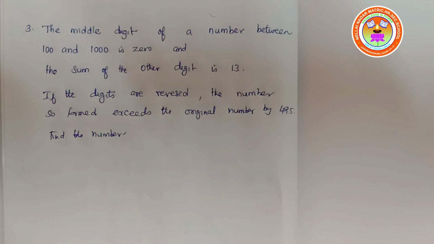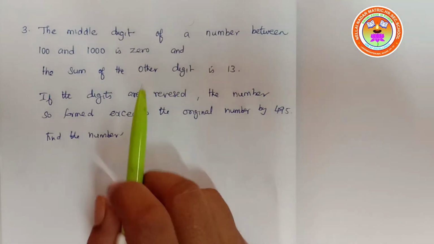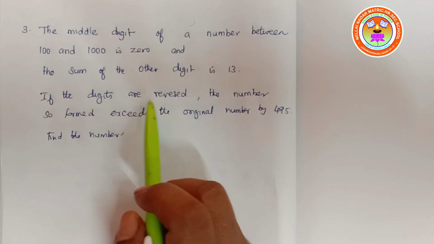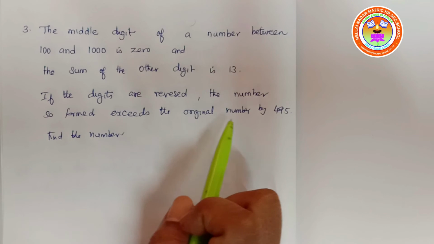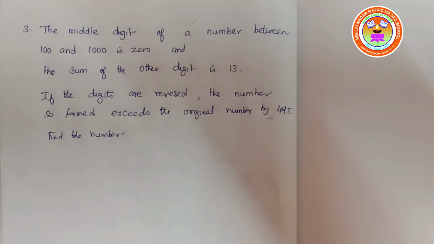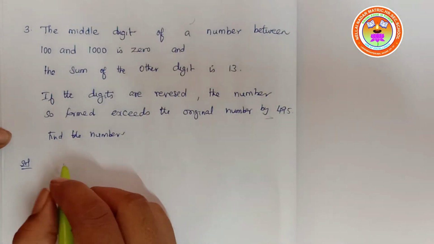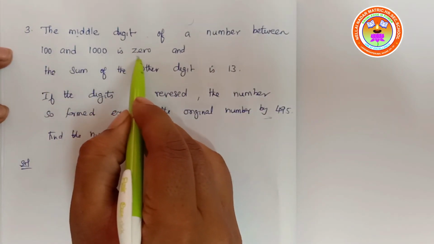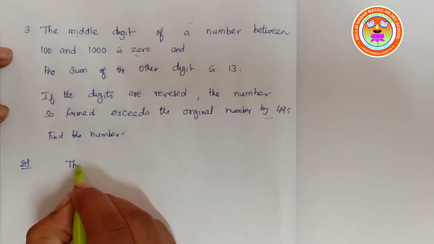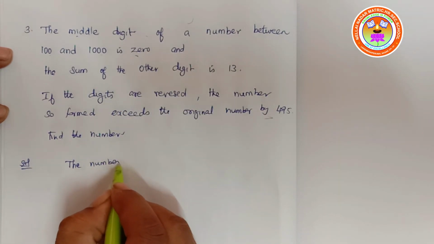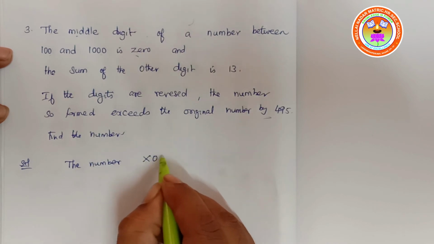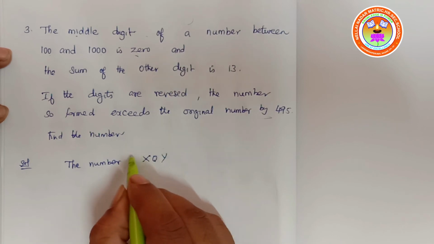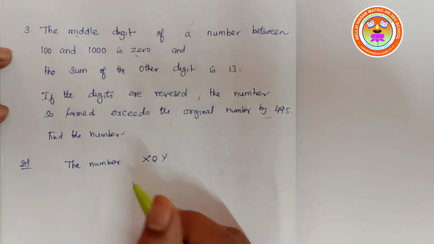Question 3. The middle digit of a number between 100 and 1000 is 0 and the sum of the other digits is 13. If the digits are reversed, the number so formed exceeds the original number by 495. Find the number. Children, listen. The middle digit of the number between 100 and 1000 is 0. So I consider the number x 0 y, where 0 is the middle digit. The number is between 100 and 1000. It's clear.